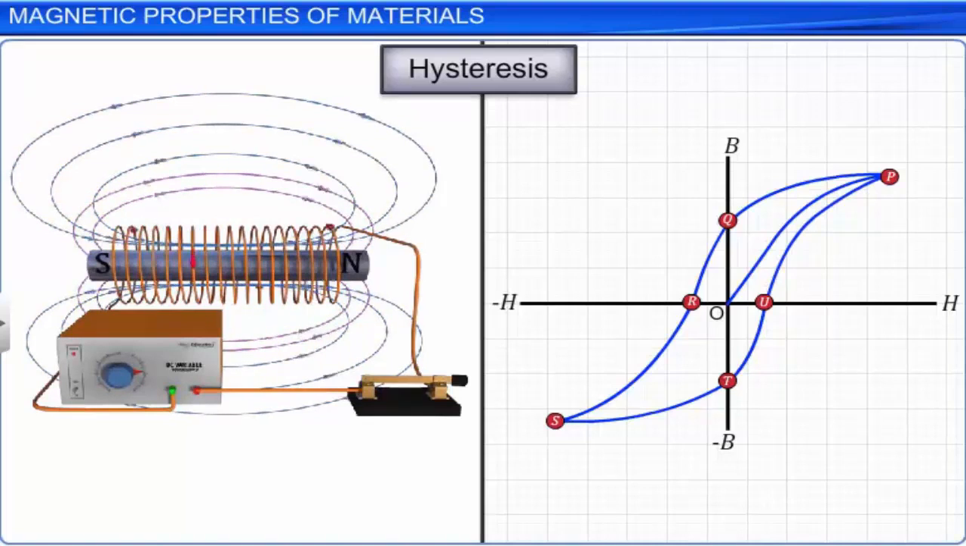We can observe that the curve OP does not retrace itself, as the magnetic intensity or applied magnetic field H is reduced. Hence, we can say that for a given value of magnetic intensity H, magnetic field B depends on the previous history of the sample. This phenomenon is called hysteresis.